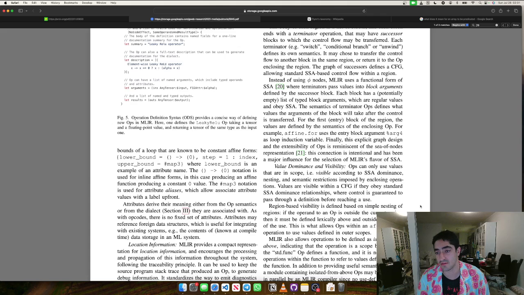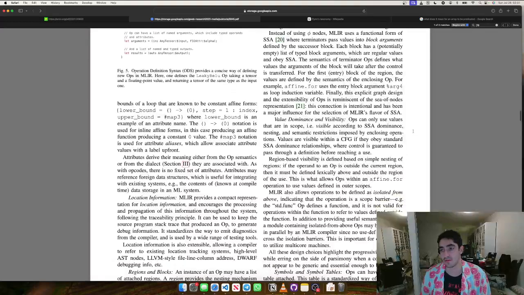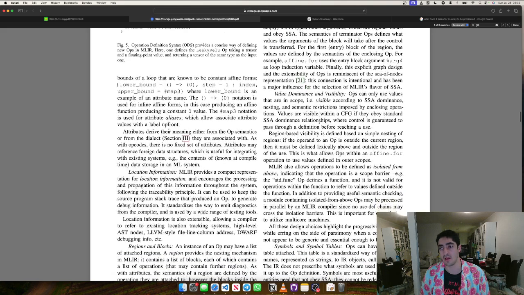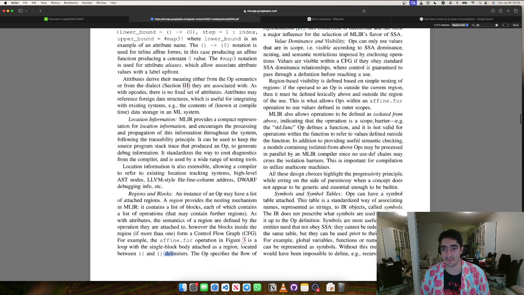For the first entry block of the region, the values are defined by the semantics of the enclosing operation. For example, affine.for uses the entry block argument %arg4 as loop induction variable. Finally, this explicit graph design and the extensibility of operations is reminiscent of the sea of nodes representation. This connection is intentional and has been a major influence for the selection of MLIR's flavor of SSA.